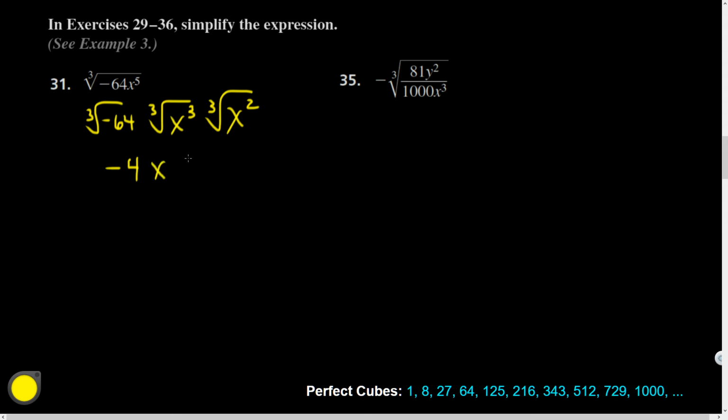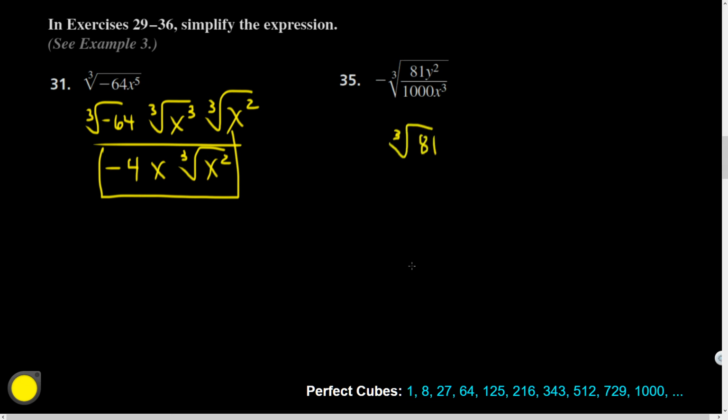Cube root of x cubed is x, and I'll be left with the cube root of x squared inside the radical. Over here, this minus sign's not even in the radical, so it's just going to be hanging out. So I'll have the cube root of 81. Is 81 a perfect cube? No, but 27 goes into 81.